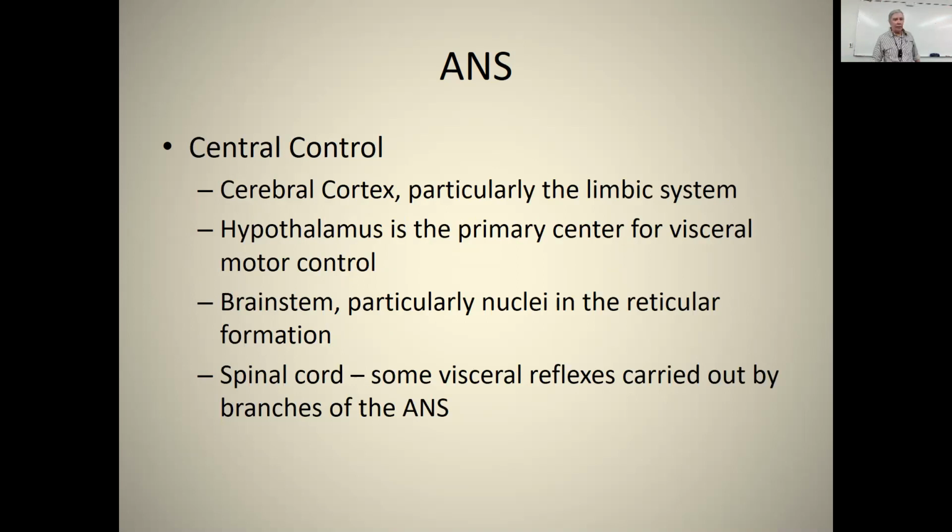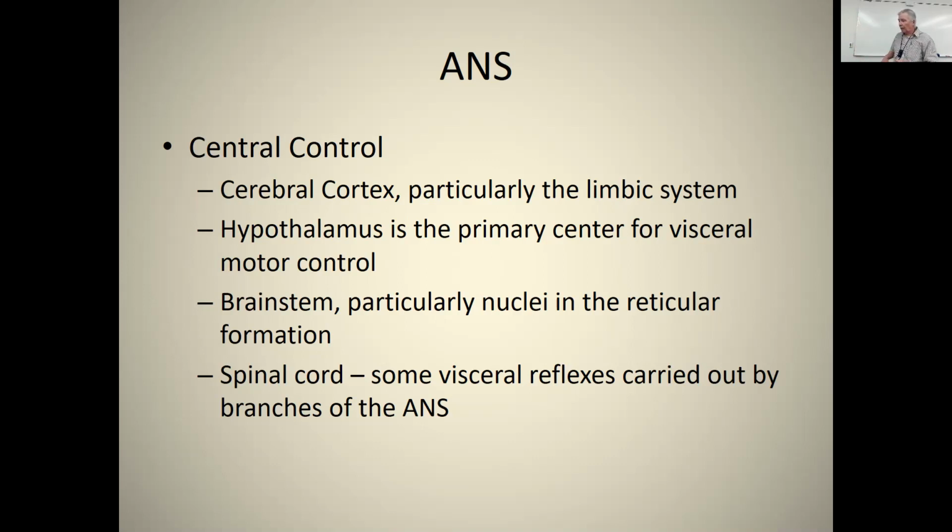So what controls these reflexes? There's central control: cerebral cortex, particularly the limbic system, and the hypothalamus, which is a primary center for visceral motor control. There are all kinds of nuclei there, sympathetic and parasympathetic, that control all kinds of homeostatic functions. Brainstem, particularly nuclei in the reticular formation. That's where you have a lot of cell bodies whose axons go out through the cranial nerves and spinal cord.